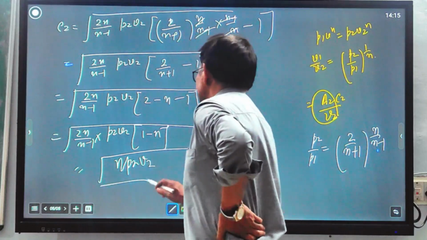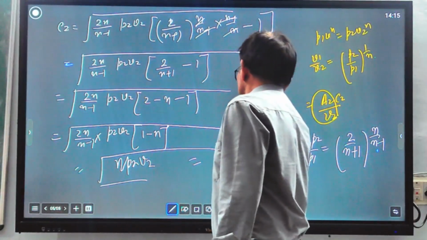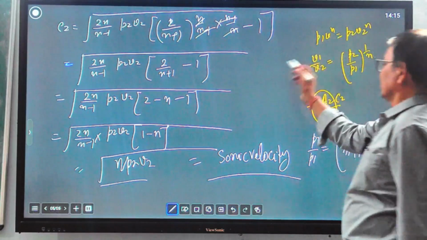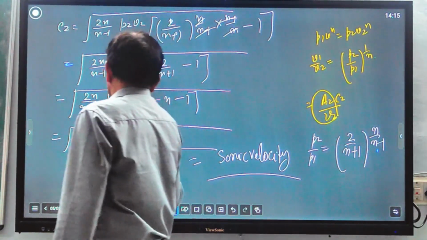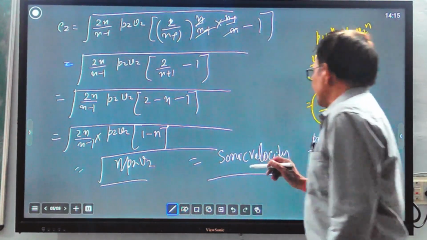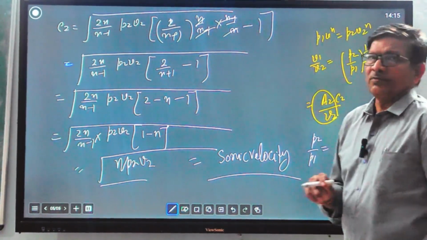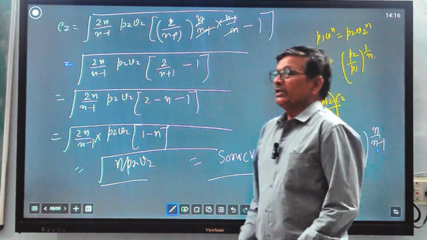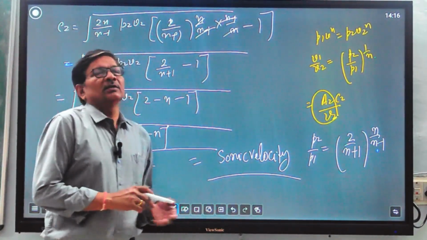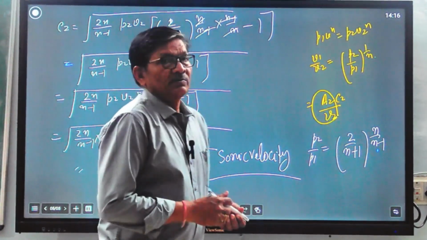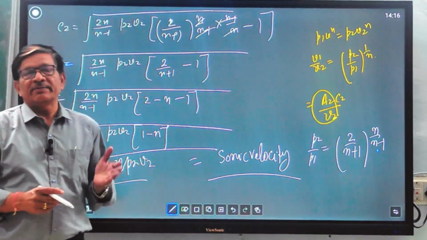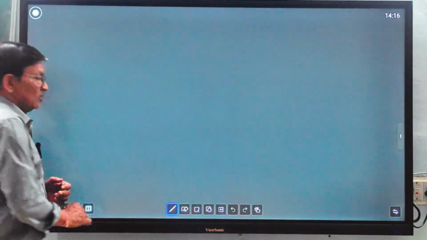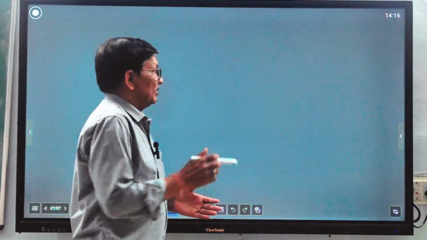This is the velocity of the sonic, this is a sonic velocity. When you clearly solve, you get this term n p2 v2, not the 2 here. So sonic velocity, and later I will further clarify what this sonic velocity is. So one thing is quite clear after this discussion: when steam is flowing at maximum discharge condition, you will find that the velocity of the steam will become the velocity of the sound.